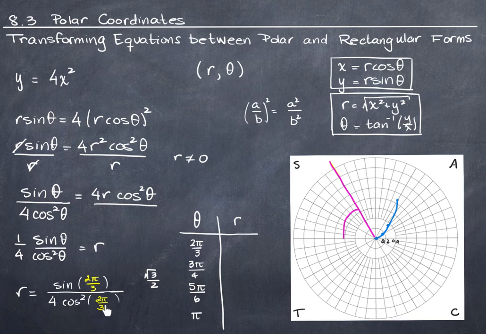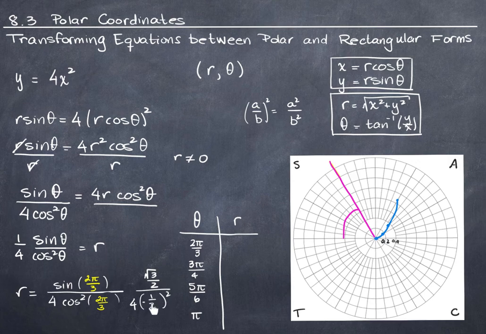The cosine of 2 pi over 3 is the same as the cosine of pi over 3, but the cosine of pi over 3 is 1/2. So that's going to make the denominator 1/2. Then I'm going to square it, and then I'm going to multiply it by 4. But it's the cosine, right? Cosine is not positive here. So I'm going to have to make that negative 1/2.